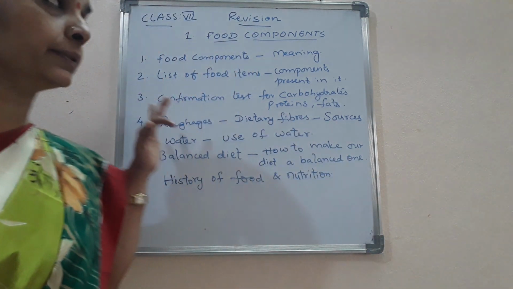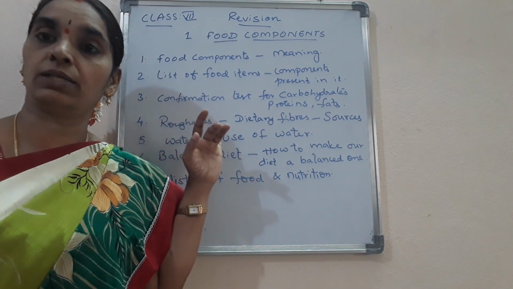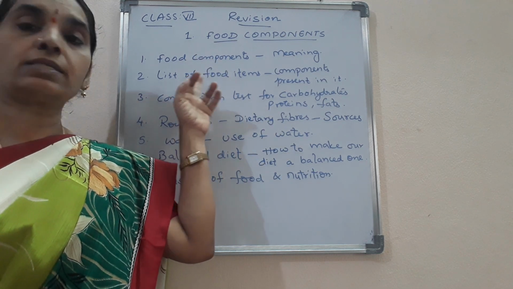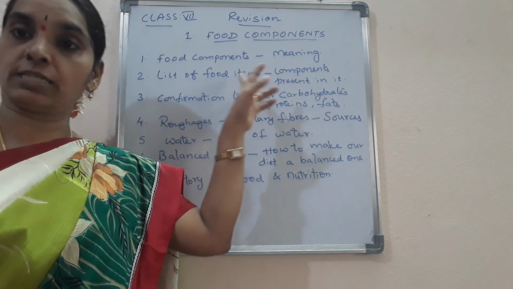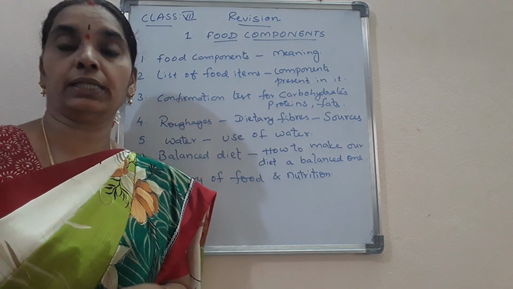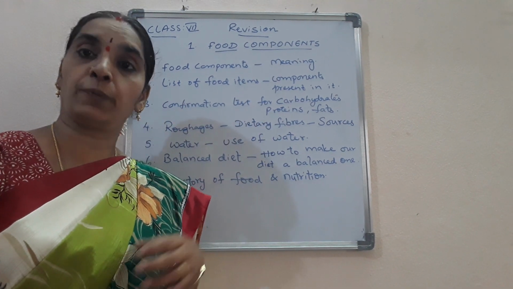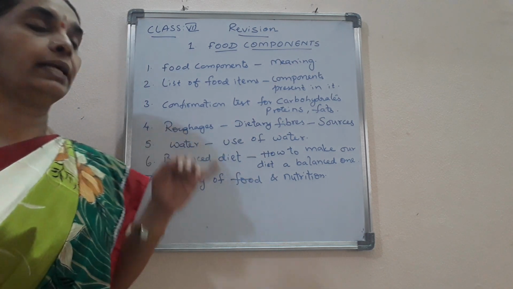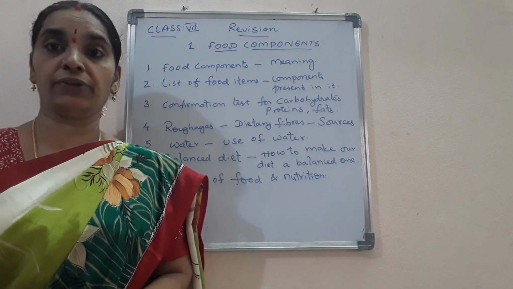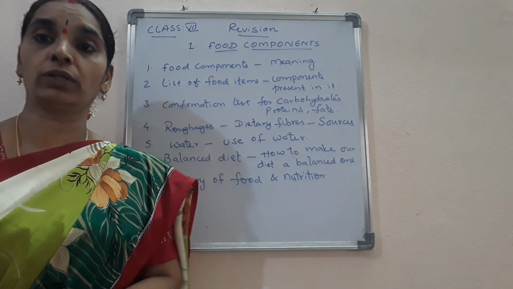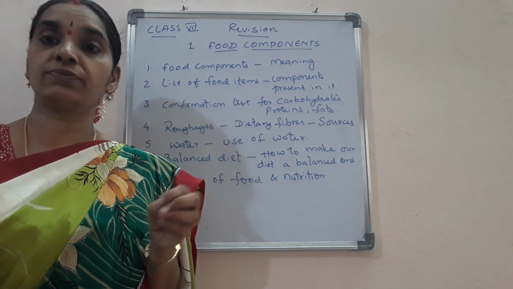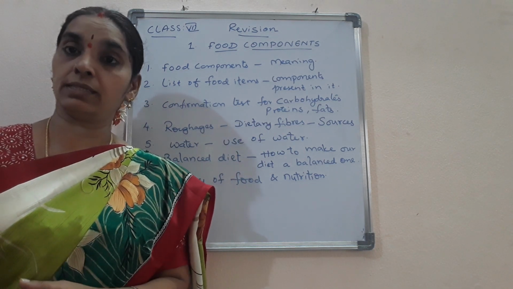Okay, children, see here the topics that were covered in the lesson of food components. What are food components? Next, a list of food items and the food components present in them. Confirmation tests for the different components like carbohydrates, proteins, and fats, and roughages. What are roughages? How do they form the dietary fiber? And water, the use of water in our diet. So these are all the components, and how they make a balanced diet.